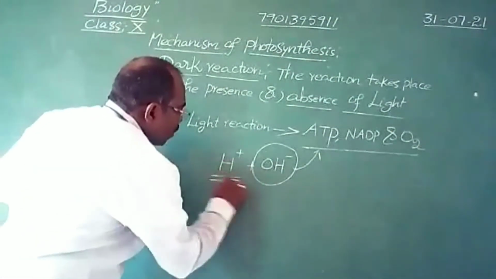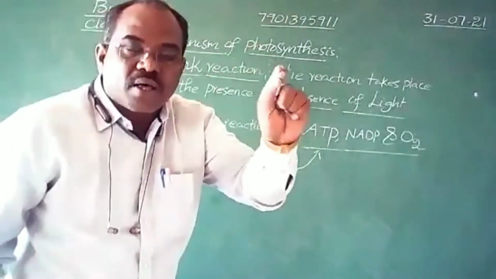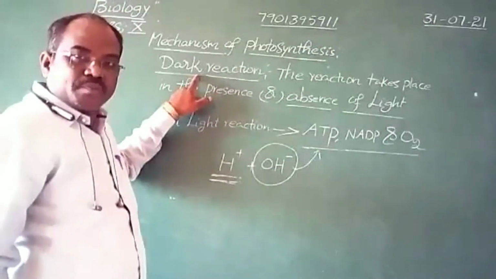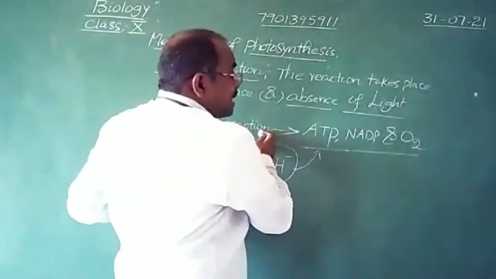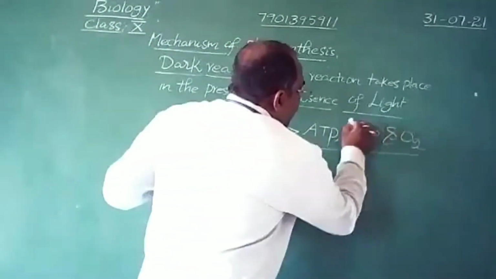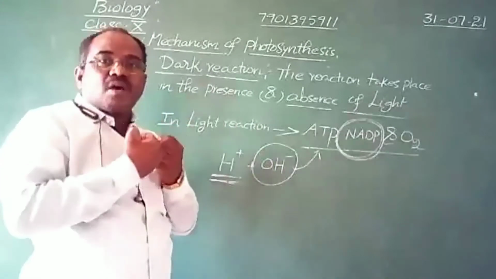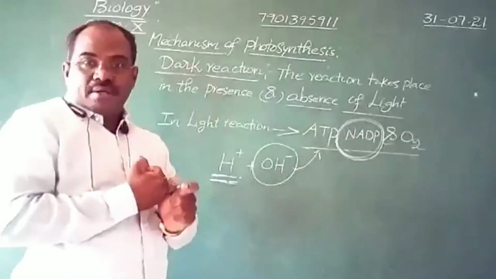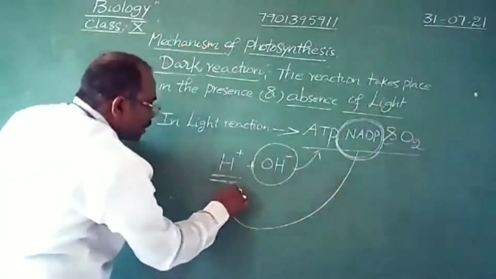The H positive ion is not used for the light reaction process. This is used for the dark reaction process. Already, in the light reaction process, ATP and NADP are formed. NADP is one of the electron acceptor compounds, nicotinamide adenine dinucleotide phosphate. NADP combines with hydrogen.